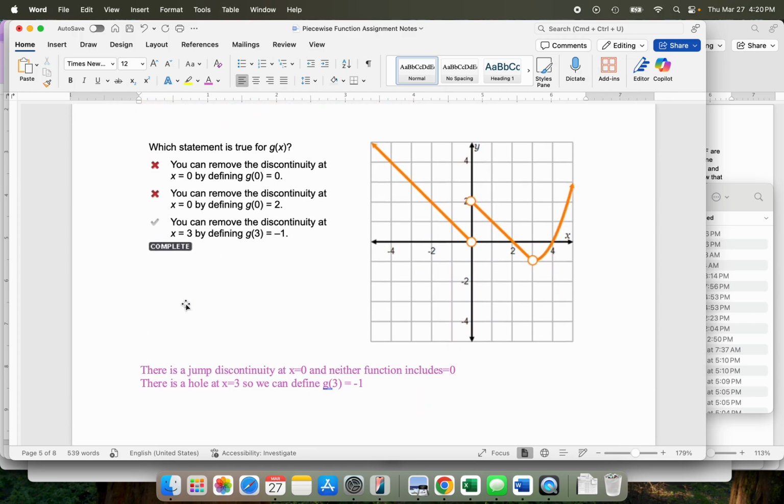Okay, which statement is true for g of x? And so we know that we can eliminate this first answer choice. It says you can remove the discontinuity at x equals 0 by defining g of 0 as 0. Well, we can't do that because there's two options. There's a jump discontinuity here, and neither function includes 0. There is a hole or discontinuity here at 3, and so we could define g of 3 is equal to -1, and that would fill that spot.